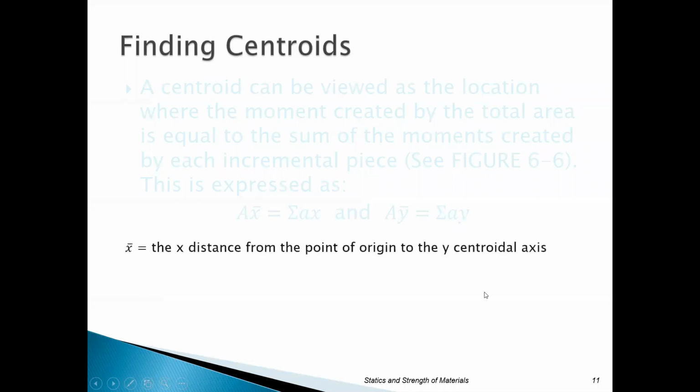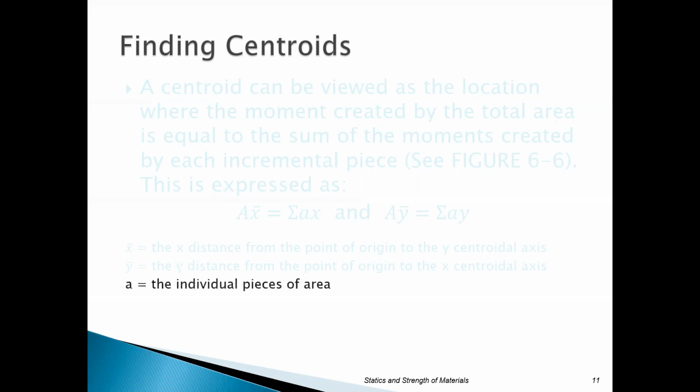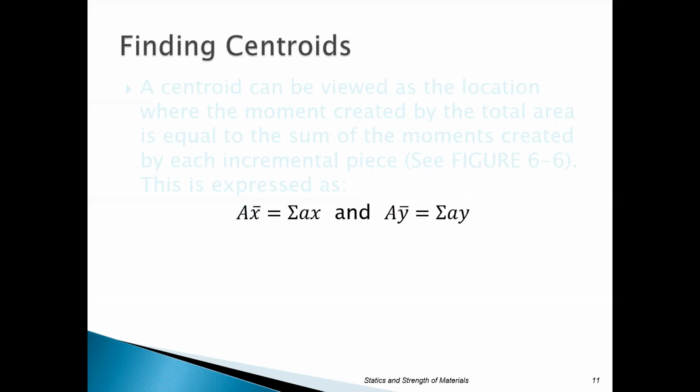So x bar is the distance from the origin to the y-y centroidal axis. Y bar is the y distance from the point of origin to the x centroidal axis. Little a would be your individual pieces of area, and capital A is your total of all areas. We're going to be utilizing this equation, and we'll see in a minute how this pieces together. But the mechanics of doing centroids are really simple. They're not that big of a deal.